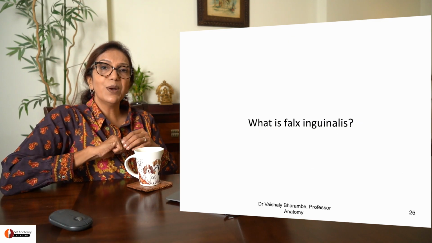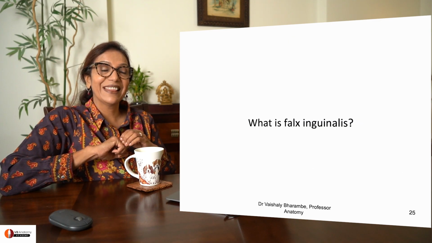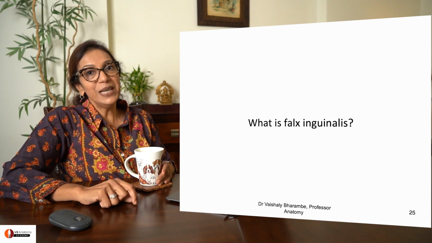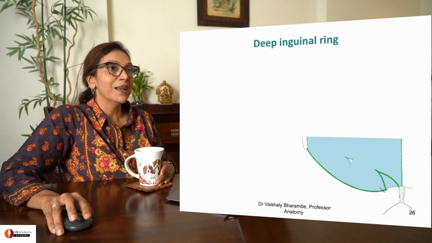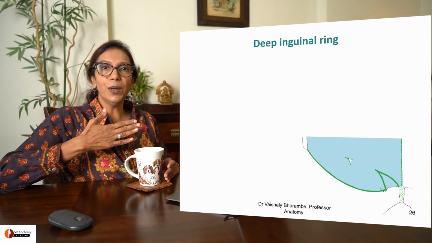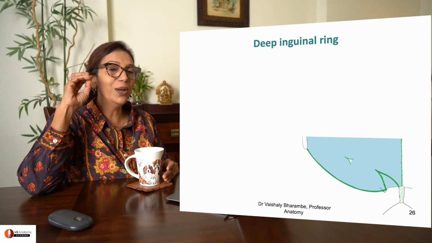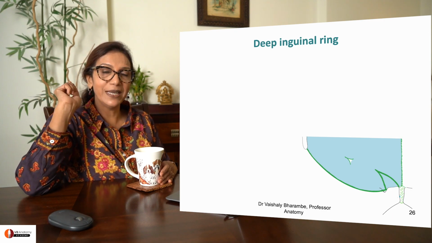What is falx inguinalis? It's another name for conjoint tendon. It's asked in vivas, okay? Be prepared for this question. Right. So the posterior wall is done. Now we'll talk about a hole in the posterior wall, the deep inguinal ring.